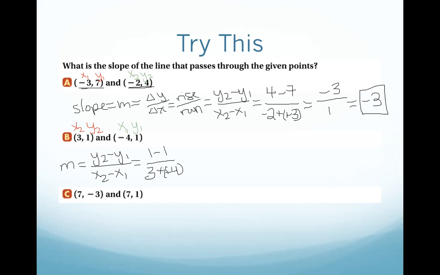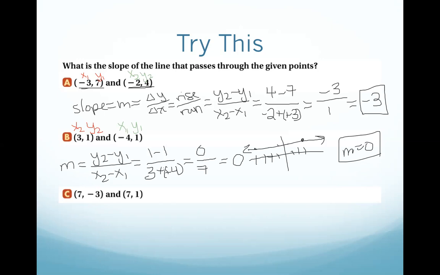Subtracting a negative becomes positive. 1 minus 1 is 0. 3 plus 4 is 7. 0 divided by 7 is 0. What does it mean to have a slope of 0? Well, let's look at this graph. If I have 3, 1 and -4, 1, that is a horizontal line. A horizontal line has a slope of 0.